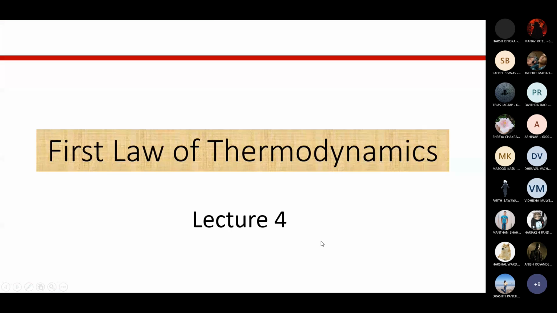Okay, fine. So moving further with the next submodule, that is first law of thermodynamics. You must have studied what is first law of thermodynamics before, even in your 11th, 12th physics, or not? So what is your idea about the first law of thermodynamics?